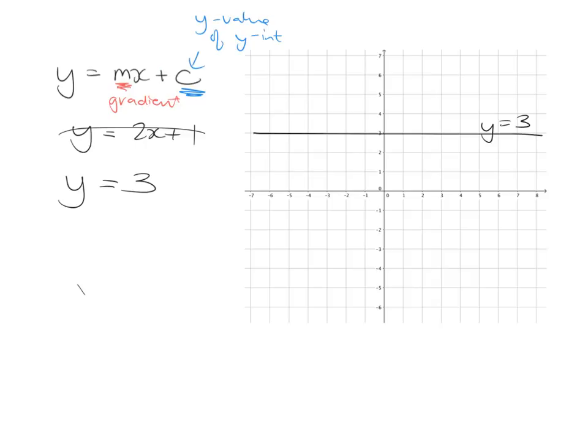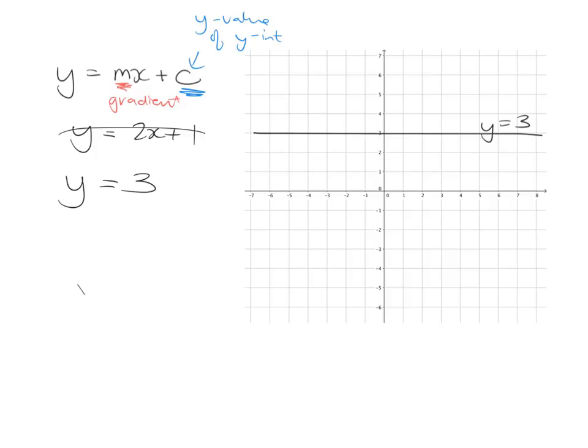And this is what you would expect, because actually you can see here it's got a gradient. There's no m, the m is 0. And so it's got a gradient of 0. It doesn't go up and it doesn't go down.